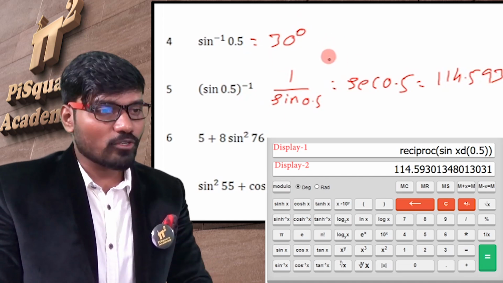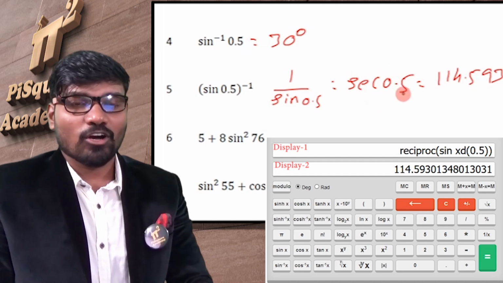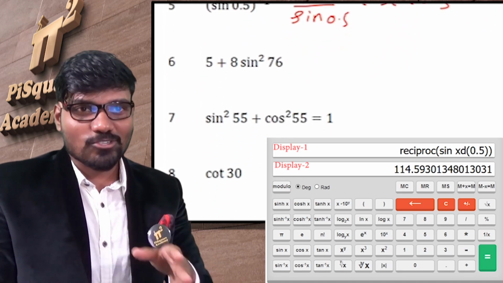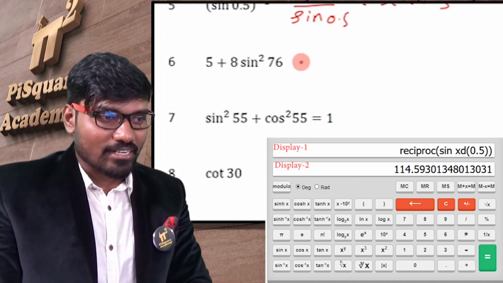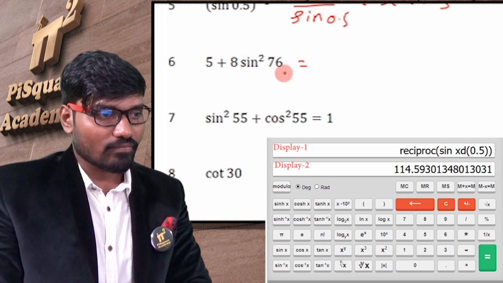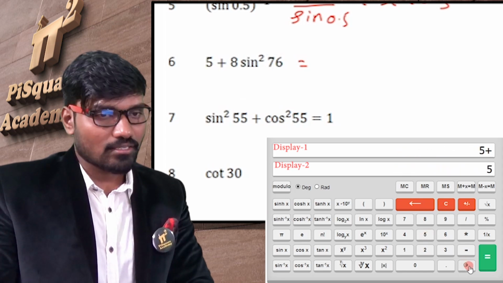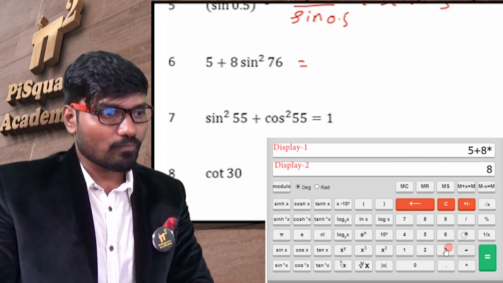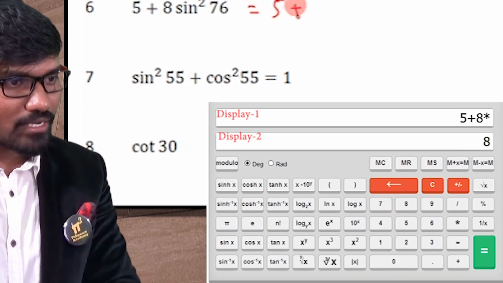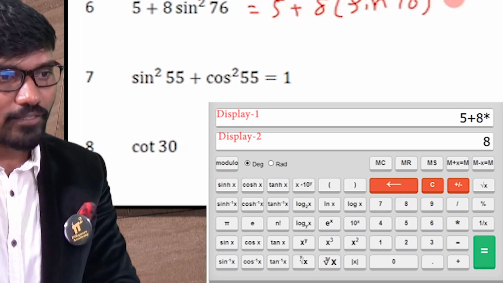In a regular calculator, do you have the secant? No, you don't have it. That's why I told you, you don't even know how to operate basic math functions using a regular Casio calculator. Now let's try this: 5 plus 8 sine square 76. Clear it. 5 plus 8 into, I want to go for sine square 76. How can I write it? 5 plus 8 into sine 76 whole square.